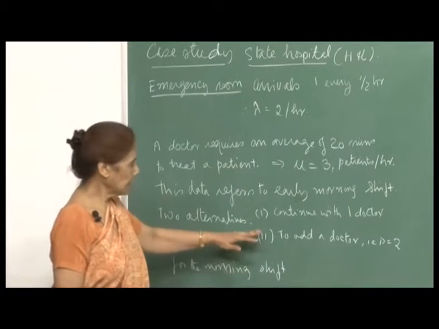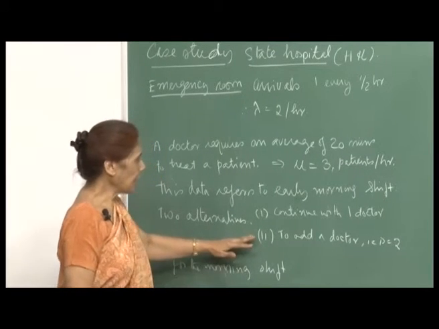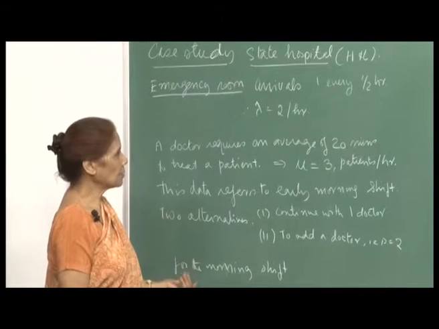For the morning shift, these are the two alternatives being considered. All the calculations have been made with s equal to 1 and s equal to 2, so let us look at the data. This is the steady state results from the M/M/s model for the county hospital problem. For s equal to 1, rho, the traffic intensity, is 2 by 3, but when s equal to 2, it becomes lambda by 2 mu, so this will be 1 by 3. The intensity comes down to 1 by 3.